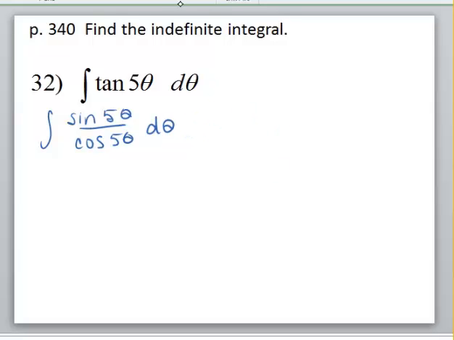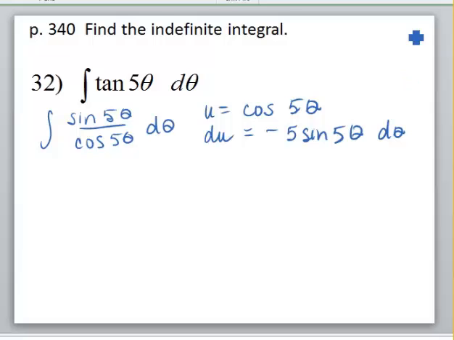What that does is allow me to go ahead and rewrite this as a u statement now, because if I take the derivative of cosine of 5 theta, I can get rid of the sine part. So I have negative 5 sine of 5 theta. That's my derivative, d theta.